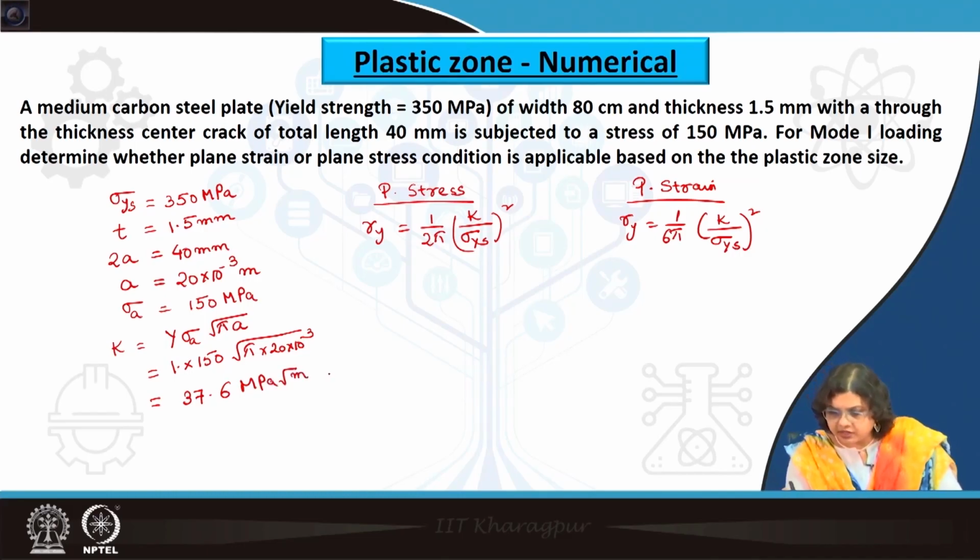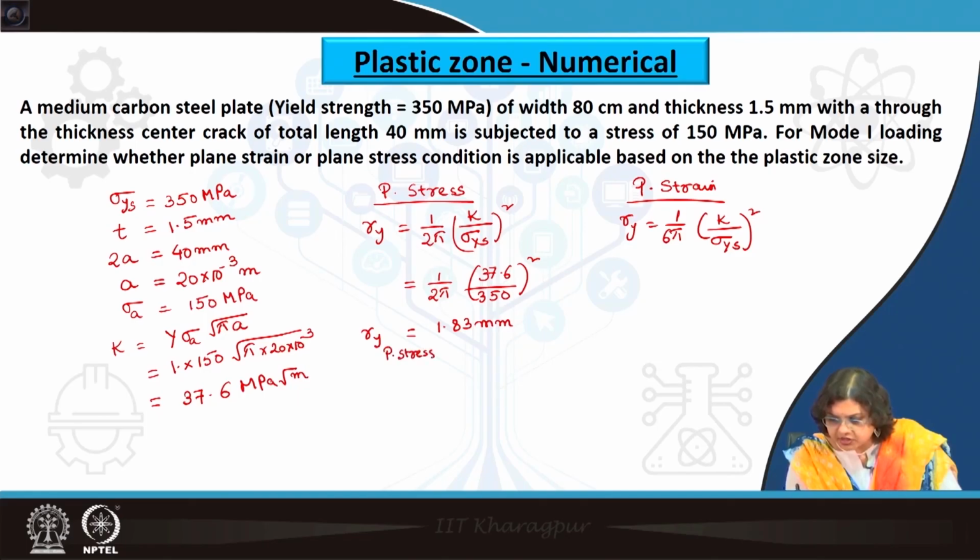So, if we plug this value here, for the case of plane stress, we are getting 37.6 divided by 350 and whole square. So, that leads us to something like 1.83 millimeter. So, that is the plastic zone size for the plane stress condition.